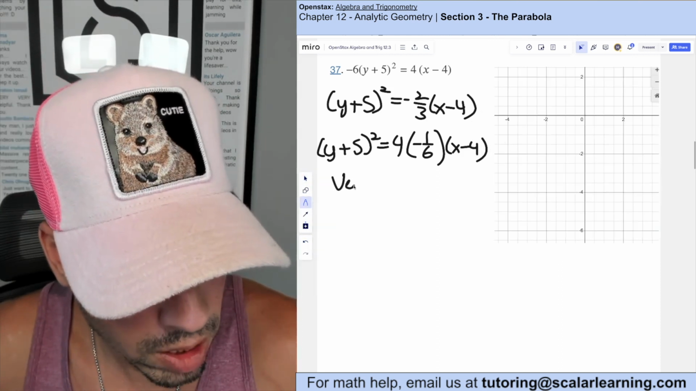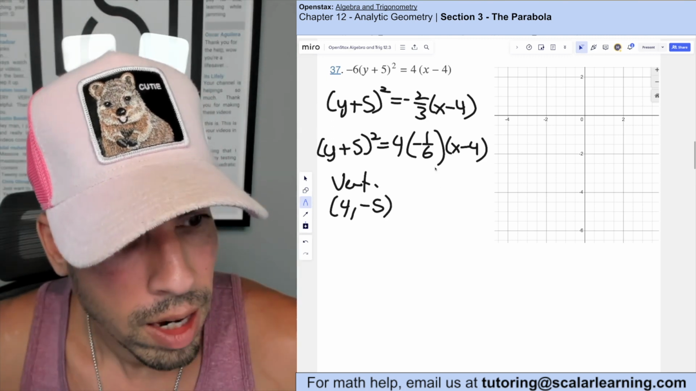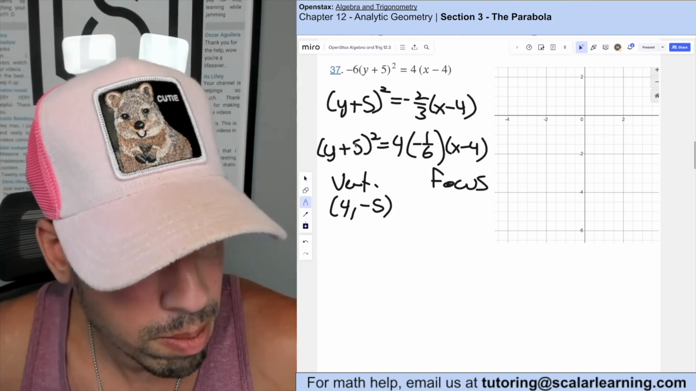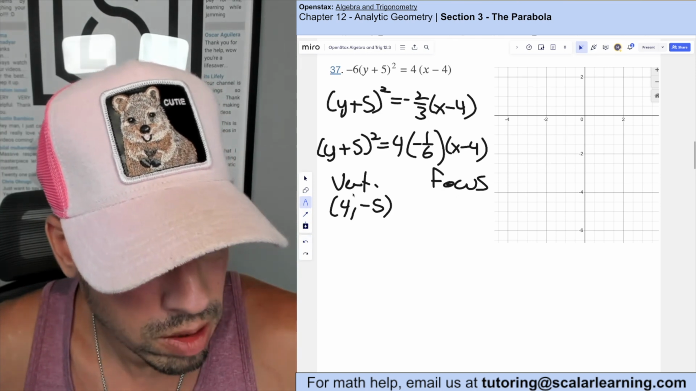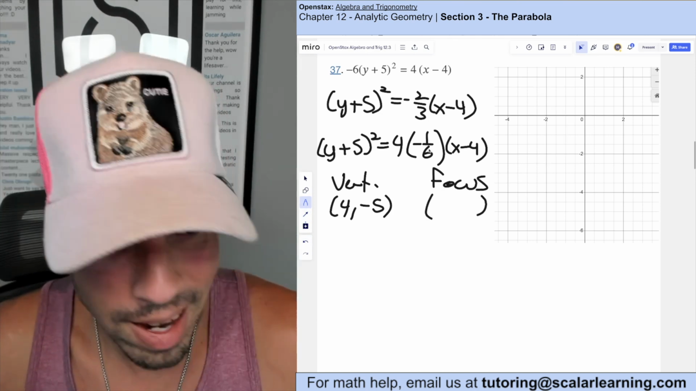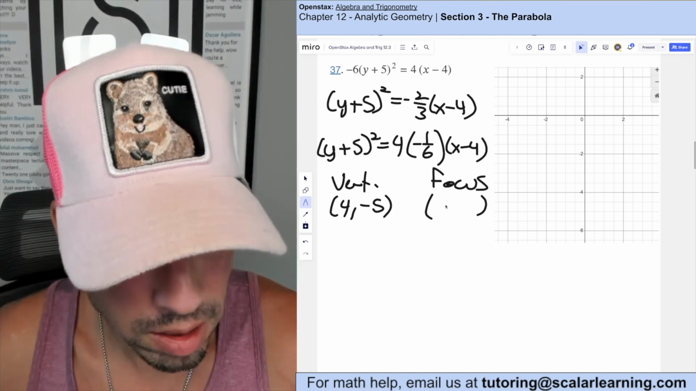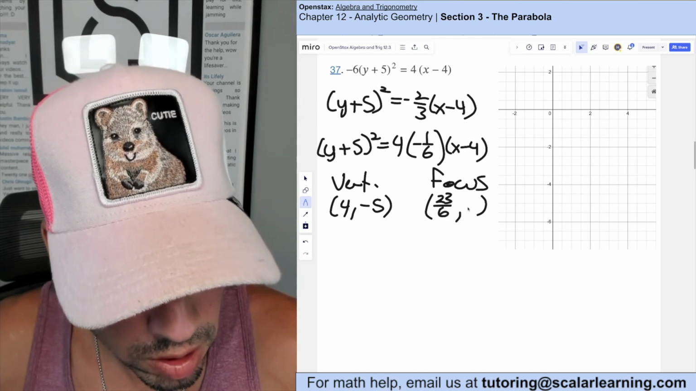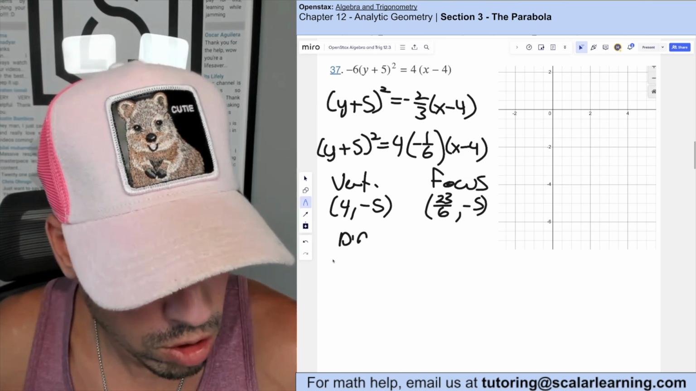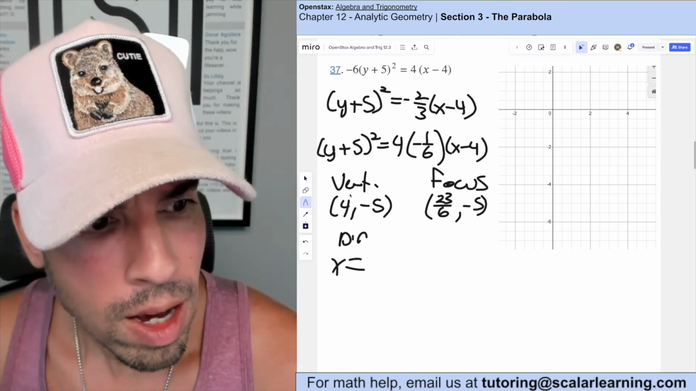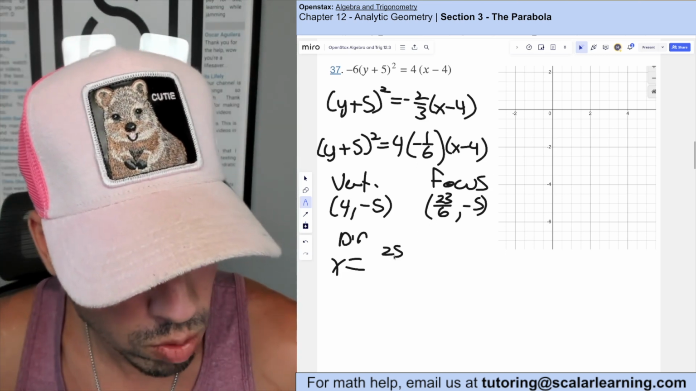And then we get the vertex first. So the vertex is at positive 4, negative 5, opposite of those two. And I know that my focus now, and by the way, this is y squared and it's a negative value, so it's opening to the left. So I know my focus is going to be to the left. So it's basically like adding that negative 1/6, which would be 3 5/6, which is the same as 23 over 6, comma negative 5. And then my directrix, which is going to be a nice vertical line. So x equals, and then x equals what? Well, I have to go the other direction, right? I have to go to the right. So 4 1/6, which is the same as 25 over 6.